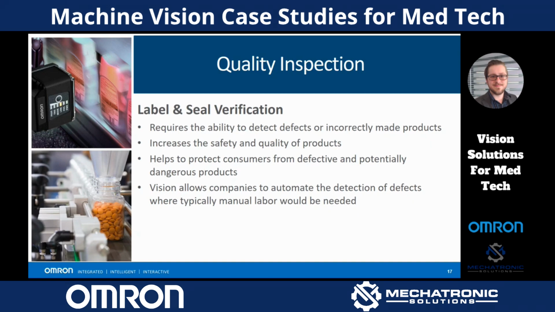Utilizing machine vision, we can help to protect consumers from defective and potentially dangerous products. And it allows companies to automate that detection without having to use manual labor. And when we use manual labor, not only is it inefficient, but it also is more prone to error, right? Someone working on an assembly line checking seals for 8 hours is going to make a lot more mistakes than a camera that can run for thousands upon thousands of hours before it even needs to be reset, right? So this is huge for machine vision.